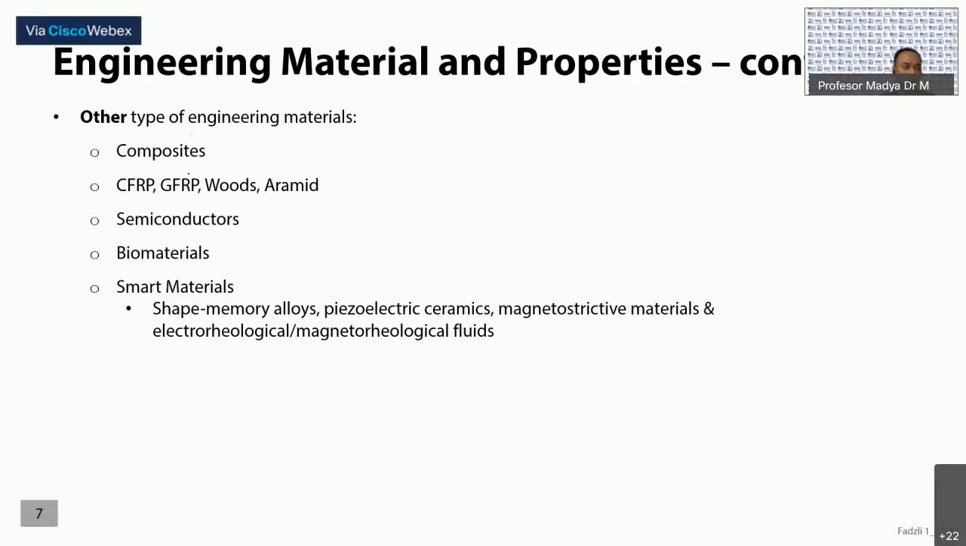These are all composites: CFRP, carbon fiber reinforced polymer, GFRP, glass fiber reinforced polymer, wood, aramid, semiconductor, biomaterial, and then the smart material. Smart material, for example, shape memory alloy, or piezoelectric ceramic, magneto-restrictive material.